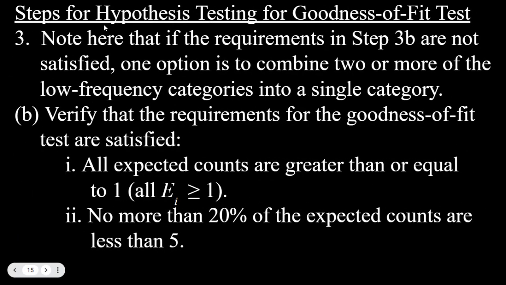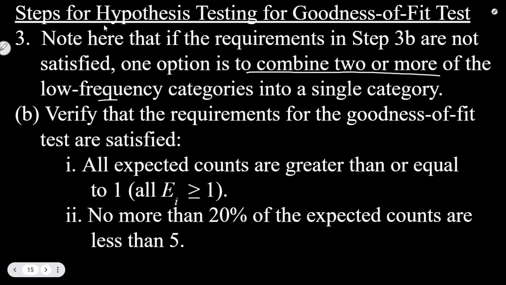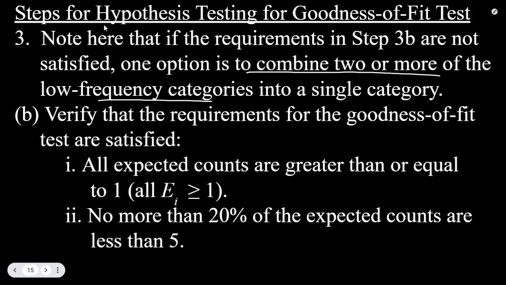Part B, verify that the requirements for the goodness of fit test are satisfied. And these are the requirements. 1, all the expected counts are greater than or equal to 1. And 2, no more than 20% of the expected counts are less than 5. If we don't have this, remember what they state right up here: all we have to do is combine some categories. That way, if we combine the categories, you won't have expected values less than 1, and you won't have 20% of them that are less than 5.